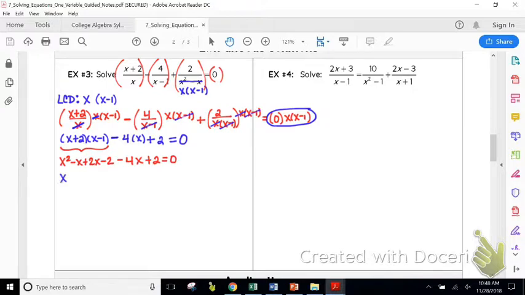So I have x squared. But then I have negative x plus 2x, which is minus 4x, which is good. And then I have negative 2 plus 2, which is, okay, so I'm not going to put it, and it's equal to 0. Now what?